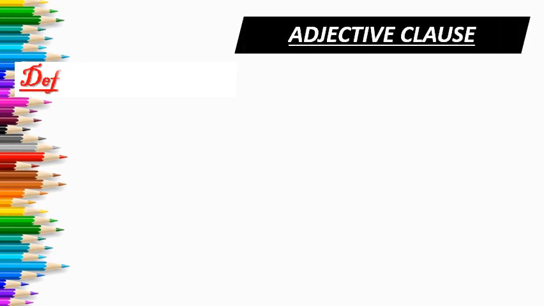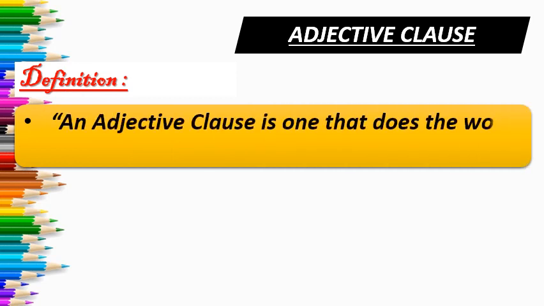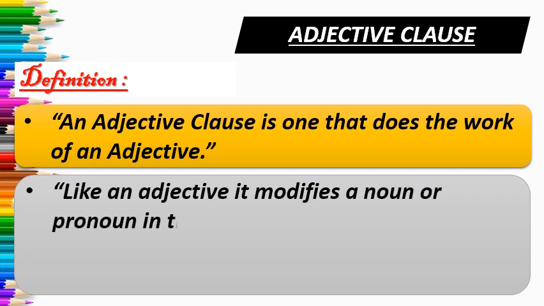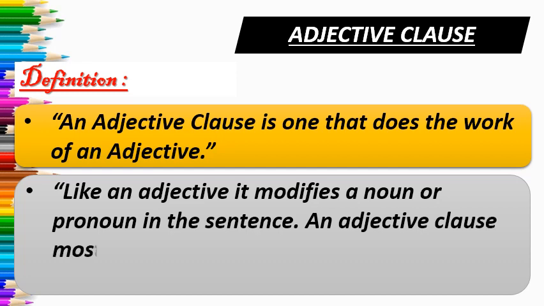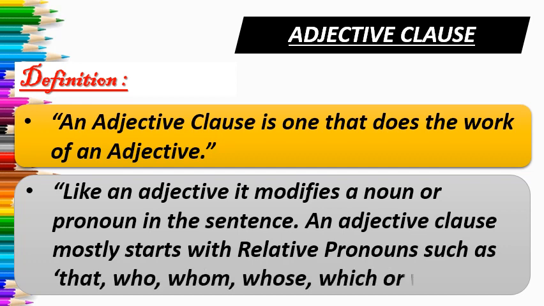What is an adjective clause? An adjective clause is one that does the work of an adjective. Like an adjective, it modifies a noun or pronoun in the sentence. An adjective clause mostly starts with relative pronouns such as that, who, whom, whose, or which.